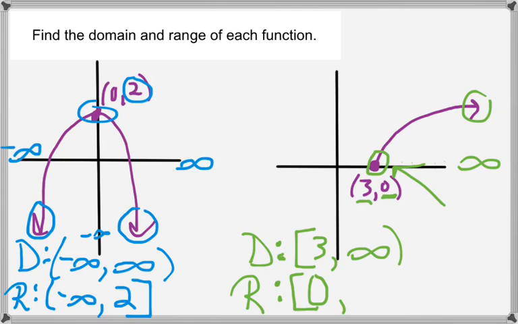And then as we follow the graph up, it's going to keep increasing. This one increases more slowly than some of the other ones we've seen, but it does keep increasing forever as you follow the graph. So we're going up toward a y value of positive infinity.